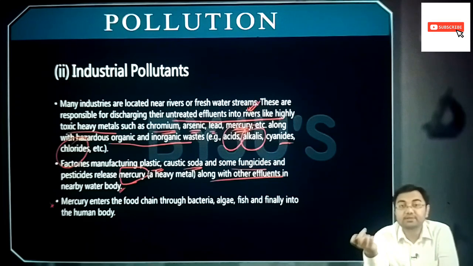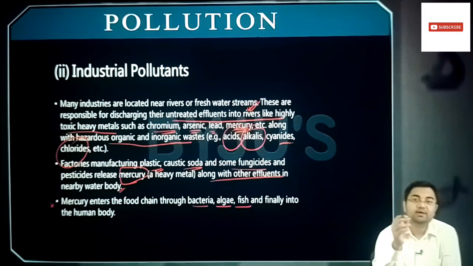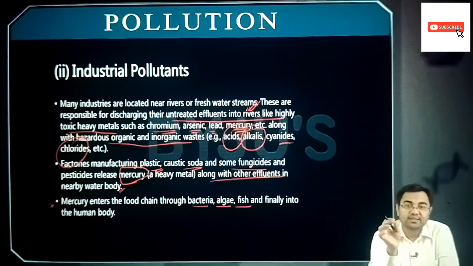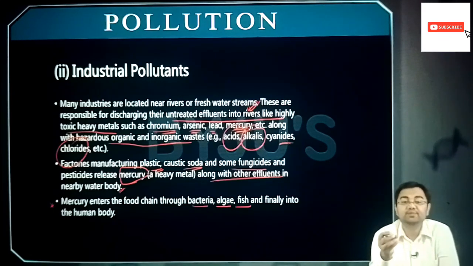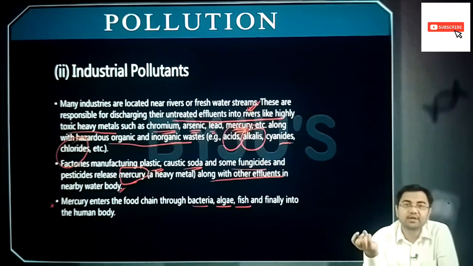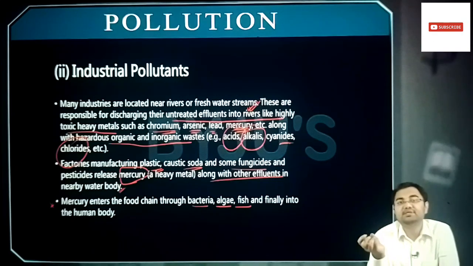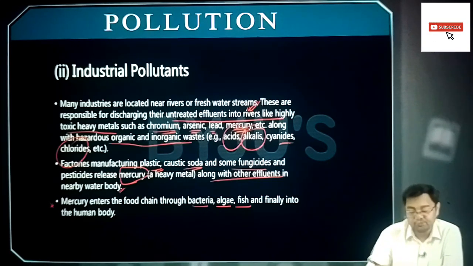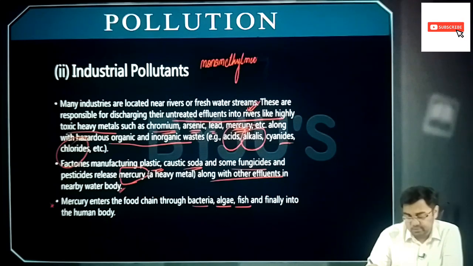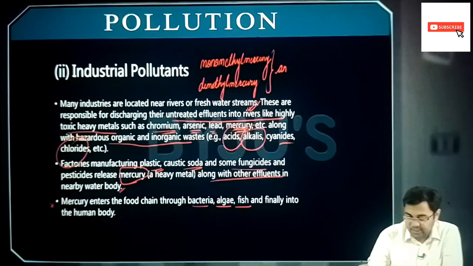Now mercury enters the food chain through bacteria, through algae, some fish, into the human body, and this is when the toxicity of mercury becomes very evident. Now this high concentration of mercury in the water bodies or in the tissues of fishes basically happens because of the formation of monomethyl mercury and dimethyl mercury, which basically gets generated due to the action of anaerobic bacteria.